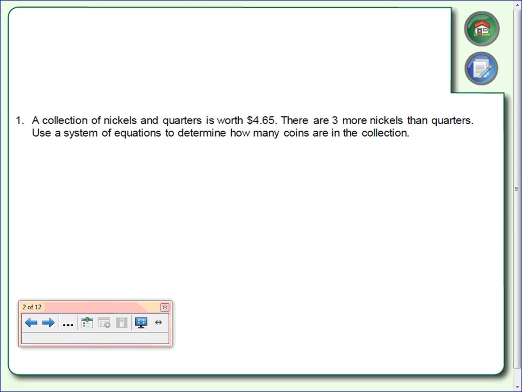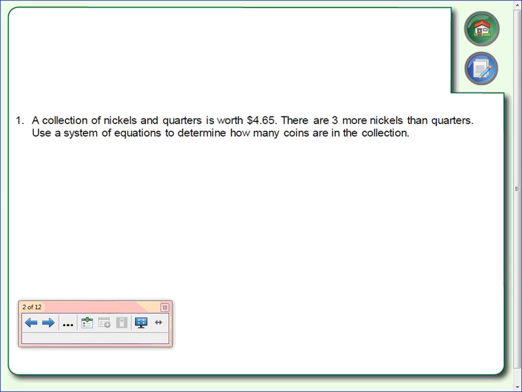All right, number one on problem solving by systems. First of all, number one says that we have a collection of nickels and quarters that's worth $4.65. And it goes on to say that there are 3 more nickels than there are quarters. What we're going to do is use a system of equations to determine how many coins are in the collection. Keep in mind there's only 2 types of coins in this collection.